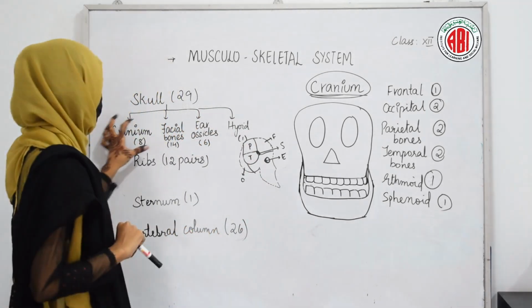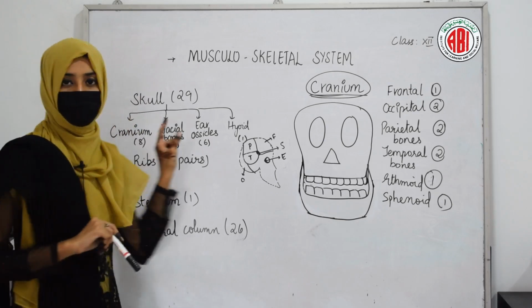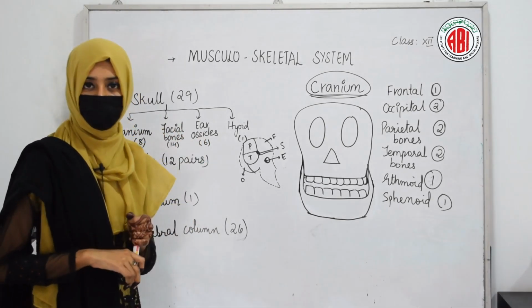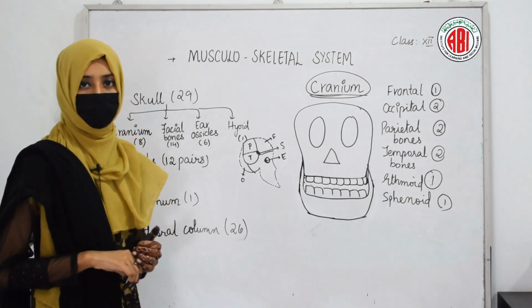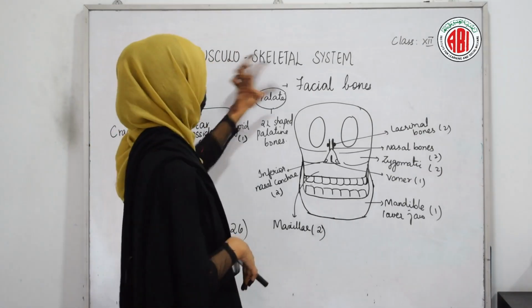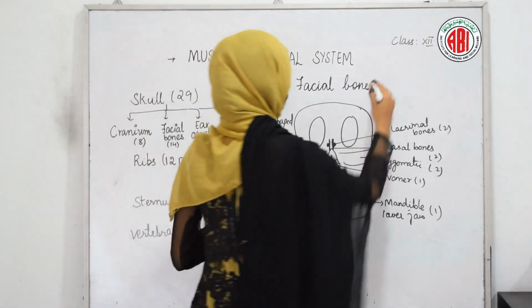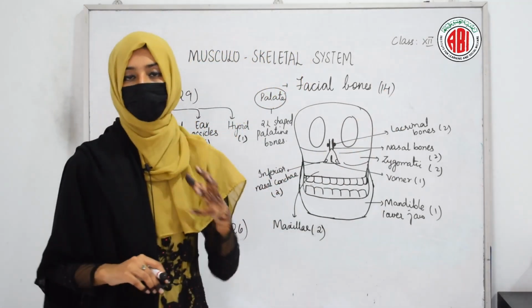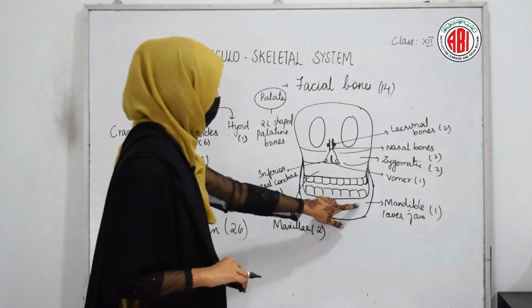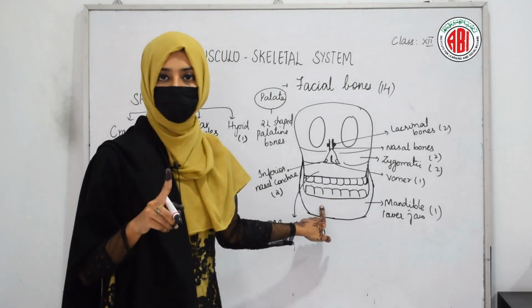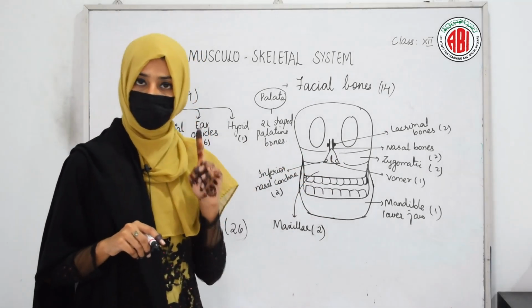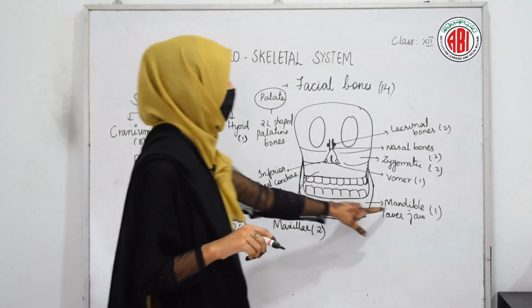Let us move to the next one, that is facial bones. And facial bones are 14 in number. What are those 14 bones and where are they located? Let us see now. The facial bones. Facial bones are 14 in number. When you look at the side of your mouth, then your lower jaw shows one bone. The bony part of your lower jaw is made up of one bone, and we call that bone mandible.